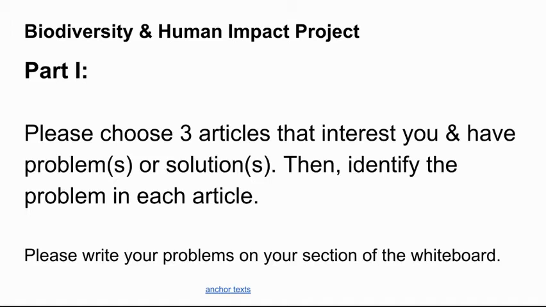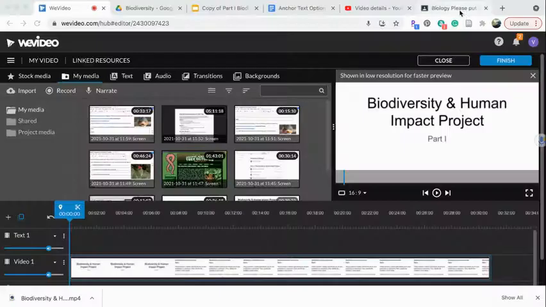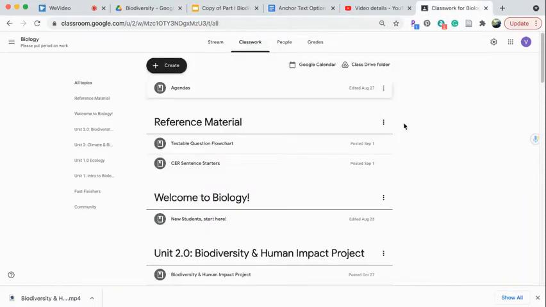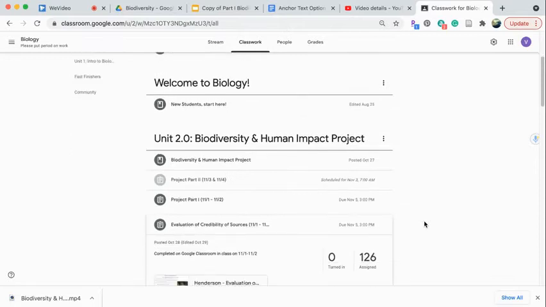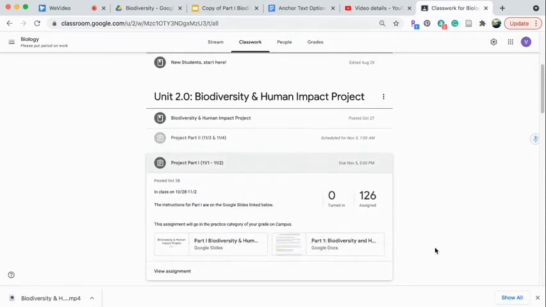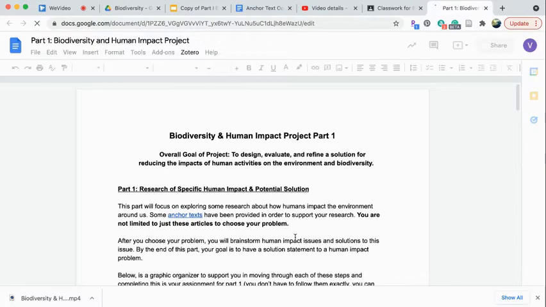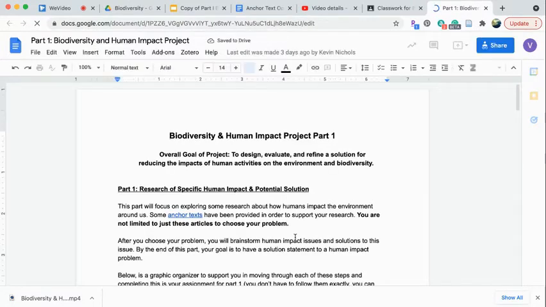from your three articles. We're going to take a look at one article together so we can look at how to do this. So go ahead and go into Google Classroom, Classwork, and then go into the Unit 2.0 Biodiversity and Human Impact Project. Go ahead and click on Project Part 1. And then, not the slides, because that's my instructions, but go ahead and click on the doc. You're going to want to make yourself a copy of this.